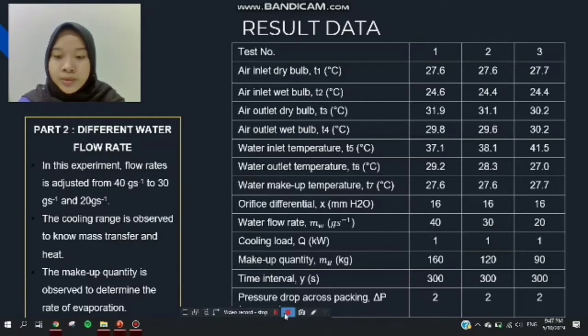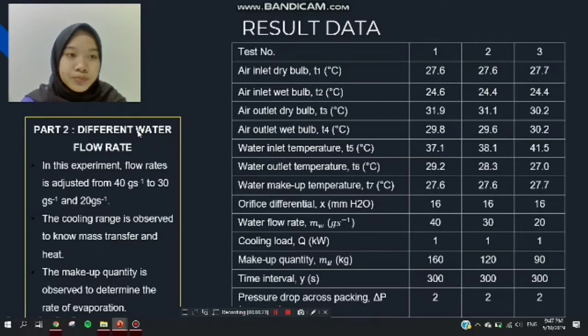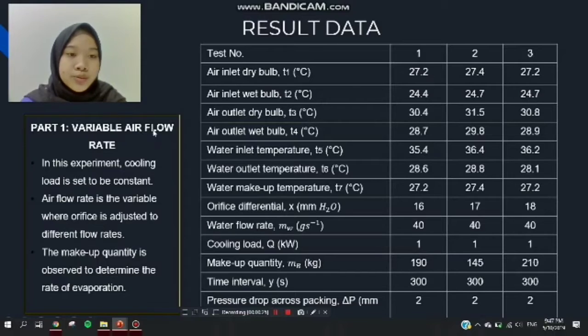So I will explain how we manipulate all the parameters in this experiment and the responses that we observed. This is the result data. For part 1, variable airflow rate, the cooling load is set to be constant and we manipulate the orifice differential, which is the airflow rate. From this experiment, we want to observe the makeup quantity to determine the rate of evaporation.